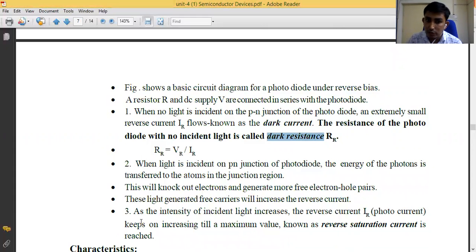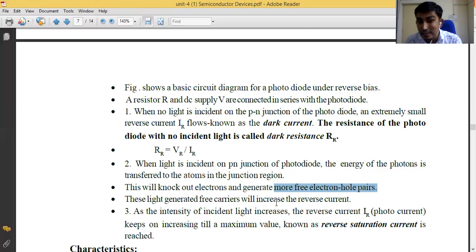Second case, when light is incident on the PN junction of the photodiode. What happens? The energy of the photons is transferred to the atoms of the junction, meaning holes and electrons. Because of that, the electron gets sufficient energy and starts to move. As the electrons move, more free electron-hole pairs are generated. And because of the generated free carriers, the reverse current also increases.